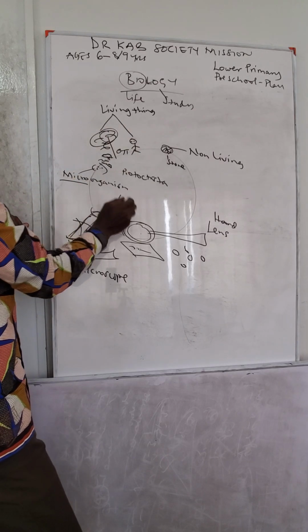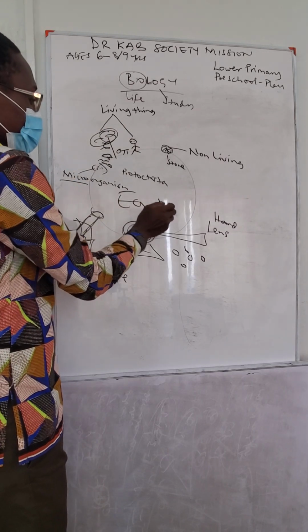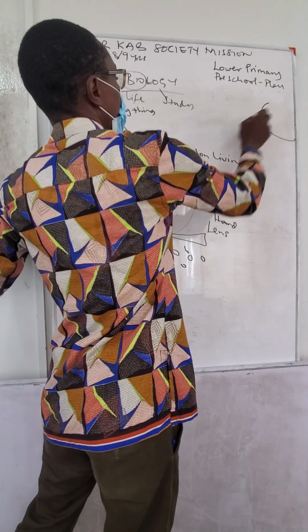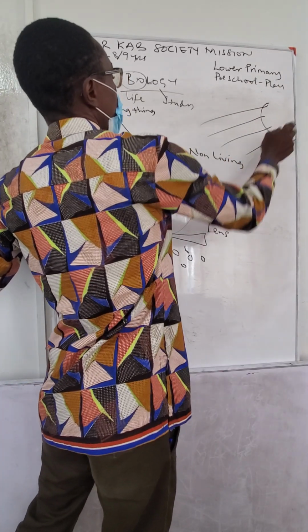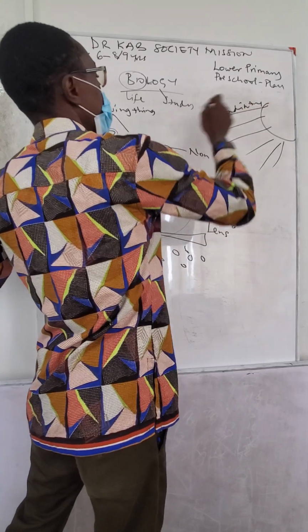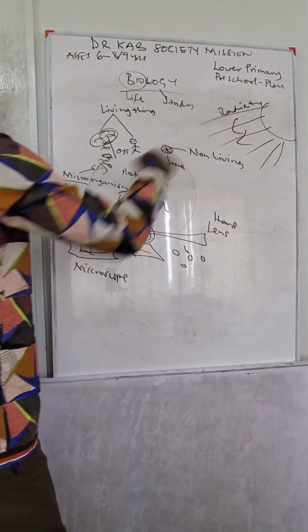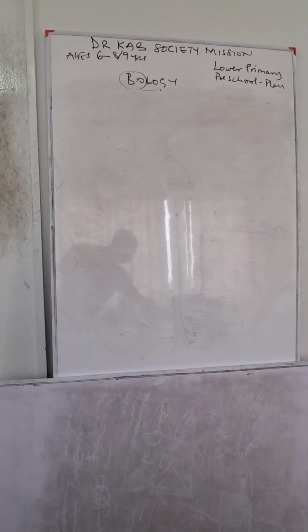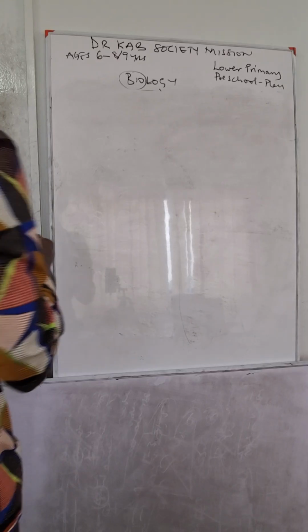And so this is our earth, the earth surface. The earth is round. Maybe the sun is somewhere here, shining, radiating. Light is coming to us. So this is a simple diagram for the introduction. So this is the introduction to biology.